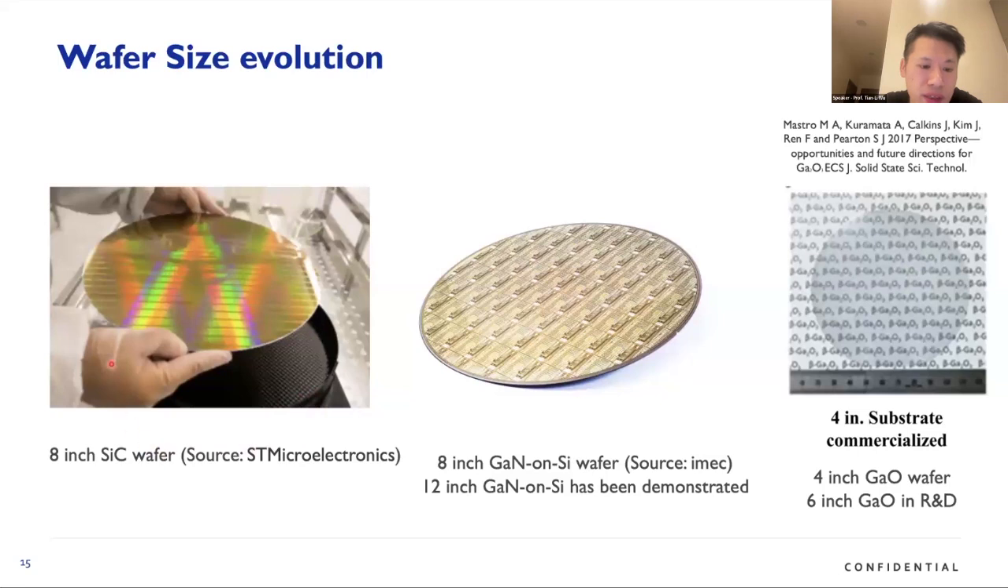Here we can see that STMicroelectronics has demonstrated an 8-inch silicon carbide wafer in the last 5 years, and more and more companies are starting to move to the 8-inch silicon carbide wafer. Regarding GaN, the 8-inch GaN on silicon wafer is already on the market at this moment. And recently, Intel also demonstrated a 12-inch GaN on silicon wafer. That actually makes the GaN on silicon technology very attractive. And the last one, on the right-hand side, is the gallium arsenide wafer. Right now, the 4-inch gallium arsenide wafer is already commercialized, and the 6-inch gallium arsenide wafer is in the R&D phase.